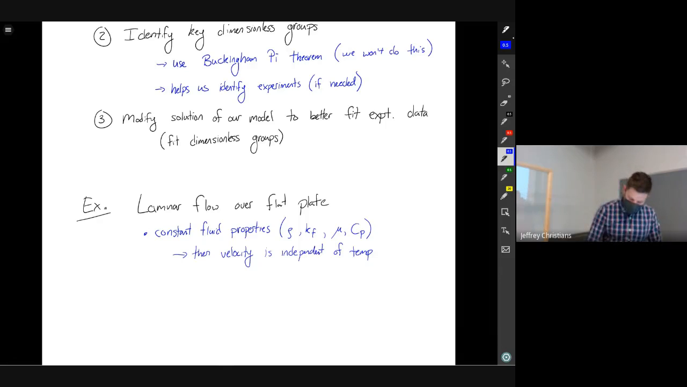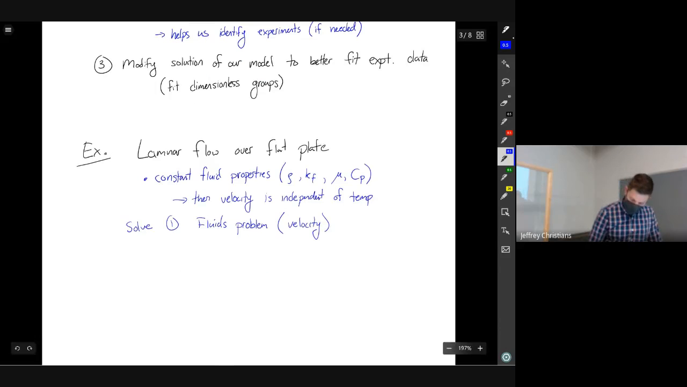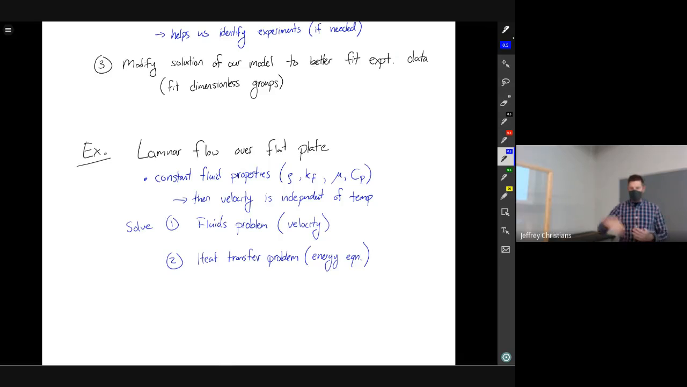Okay, so then we solve first the fluids problem to find what the velocity looks like. And then we can use that to solve the energy equation, the heat transfer problem. Again, I'm not going to show all the steps, but this is our general strategy. We'll first solve the fluids problem, then the heat transfer problem.